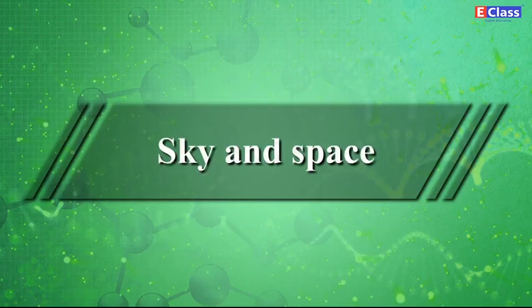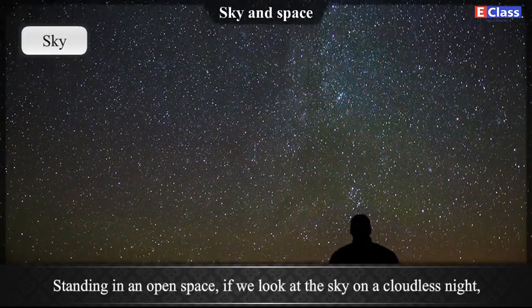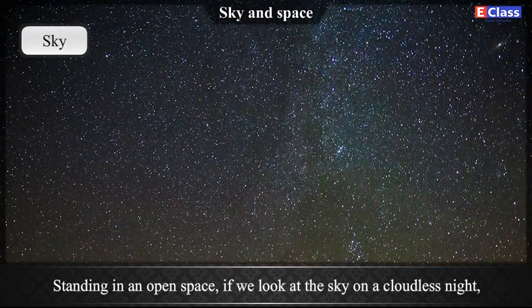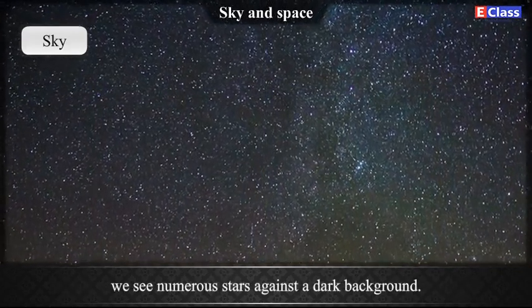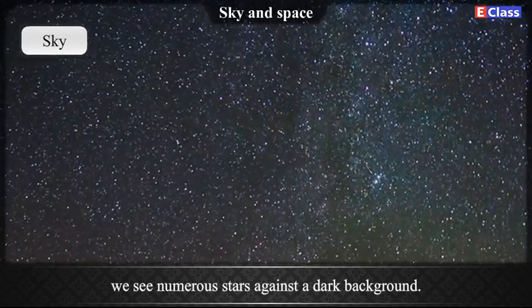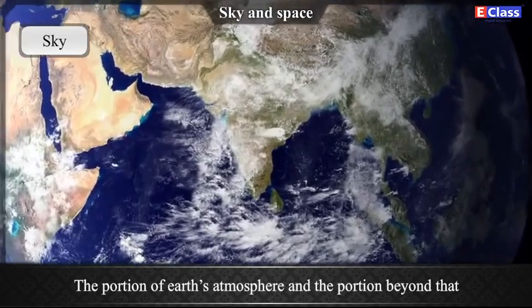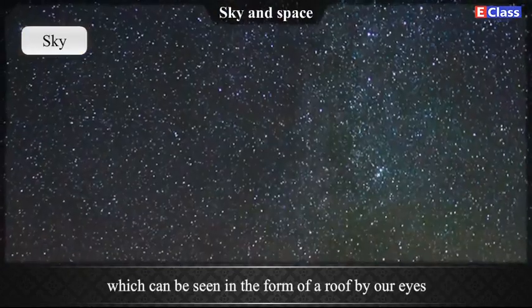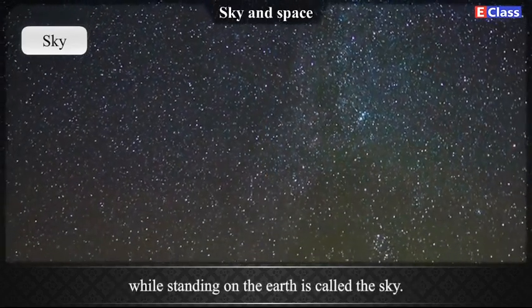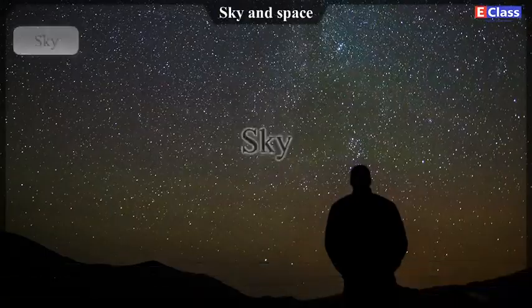Sky and space. Sky. Standing in an open space, if we look at the sky on a cloudless night, we see numerous stars against a dark background. The portion of Earth's atmosphere and the portion beyond that, which can be seen in the form of a roof by our eyes while standing on the Earth, is called the sky.